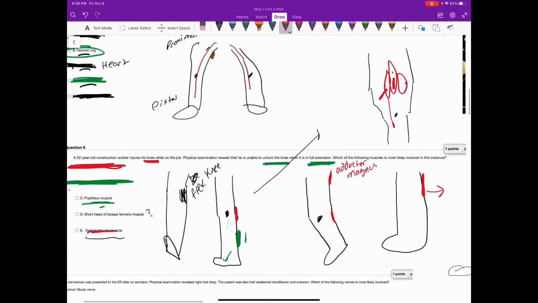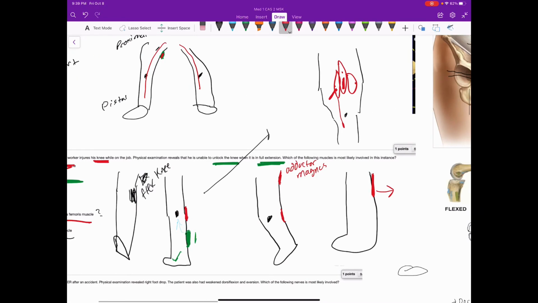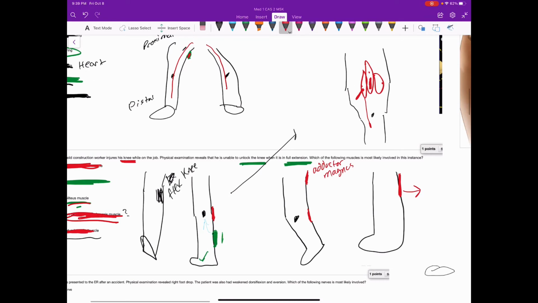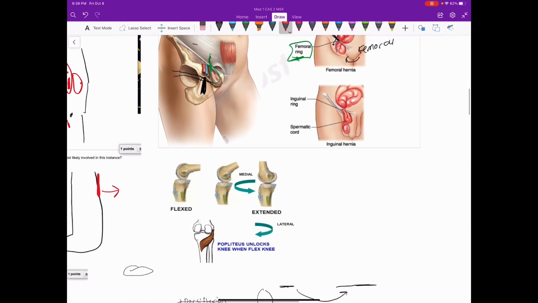So we're left with 2 choices. Short head of the biceps femoris or popliteus muscle. So the popliteus muscle is actually going to be the answer because he aids in unlocking the knee. Short head of the biceps femoris is just going to help with flexion of the knee. He's not going to unlock it. But I want to talk about how it unlocks. So here's a little diagram. When the knee is extended, right, this popliteus muscle helps rotate the knee to unlock it.